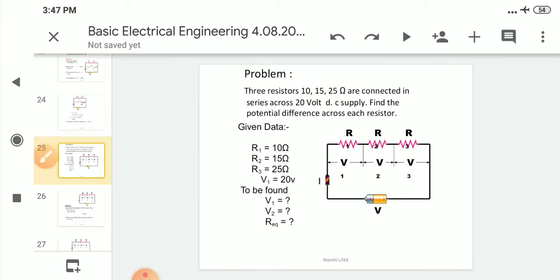Next problem. Three resistors of 10, 15, and 25 ohms are connected in series across a 20 volt DC supply. Find the potential difference across each resistor, V1, V2, V3. R1, R2, R3 are 10, 15, 25 ohms. The supply is 20 volts. We have to find V1, V2, V3 and R equivalent.